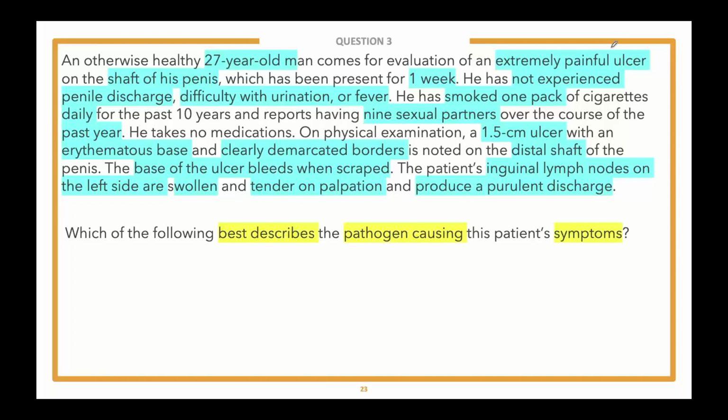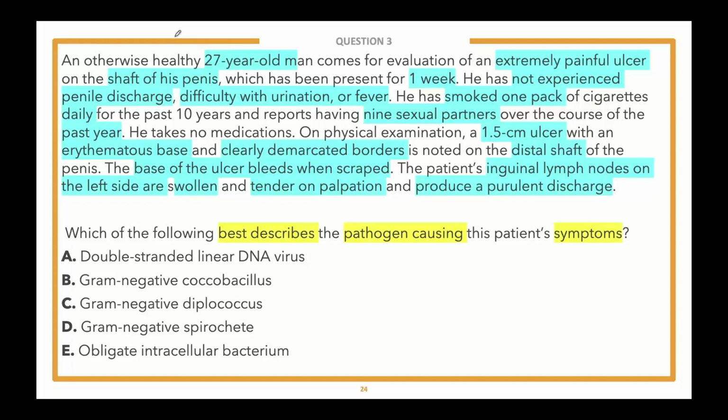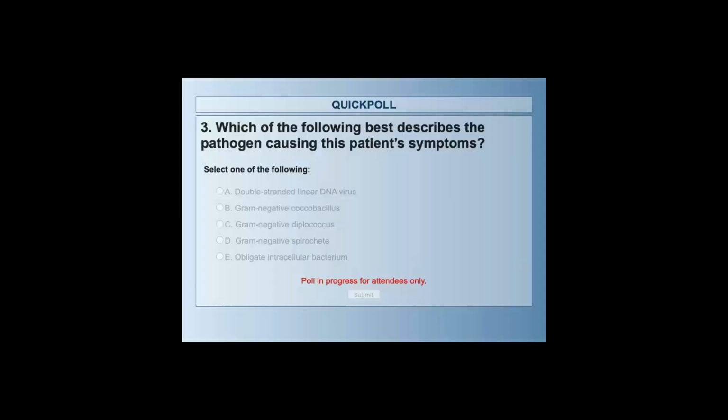So let's take a look at the answer choices for this probably three-step question. Great, so we do have kind of a micro-ish tinge to this question as well. Answer choice E, obligate intracellular bacterium; D, gram-negative spirochete; C, gram-negative diplococcus; B, gram-negative coxobacillus; and A, double-stranded linear DNA virus. So we're going to open up that poll. Go ahead and try to answer those steps and pick the answer choice you think is the best answer, and we will talk about it in just a few seconds.